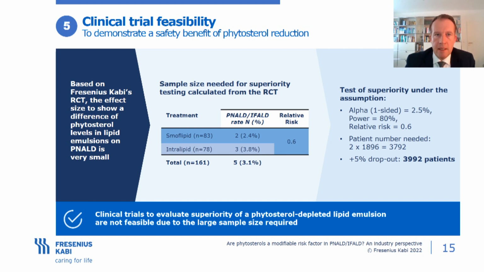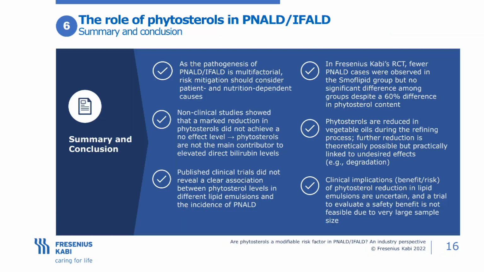When considering designing a clinical trial to demonstrate a safety benefit of a phytosterol-reduced lipid emulsion, we should remember that the incidence and observed effect size in Fresenius Kabi's previously mentioned randomized clinical trial were very small. Using this effect size for sample size calculation reveals that such a clinical trial would require to enroll almost 4,000 patients, which is not feasible in a meaningful time.